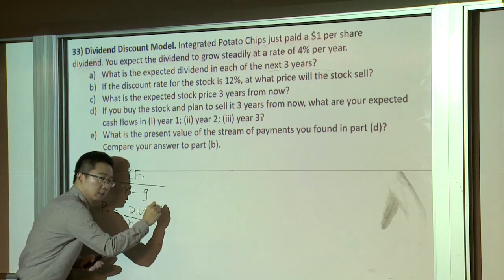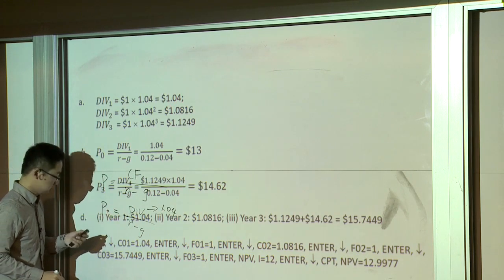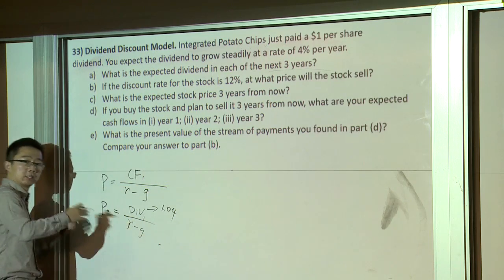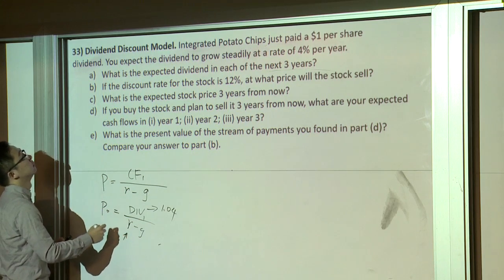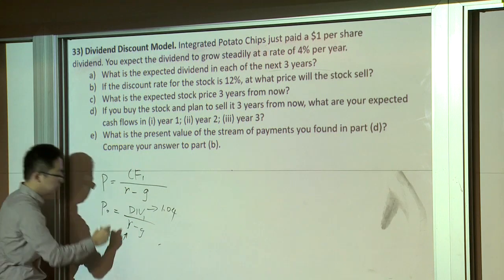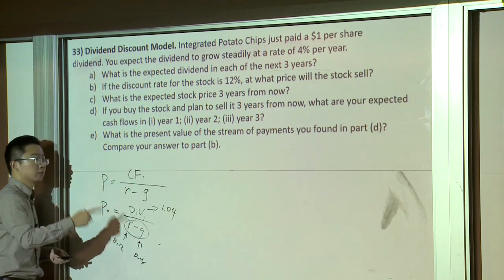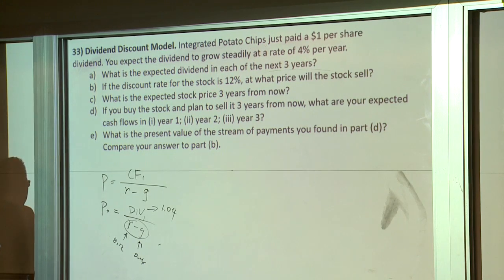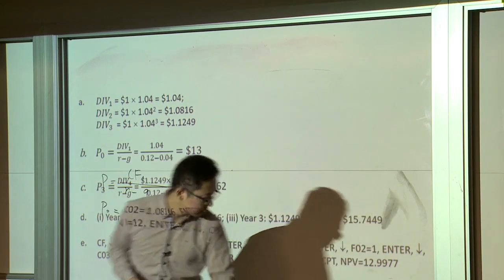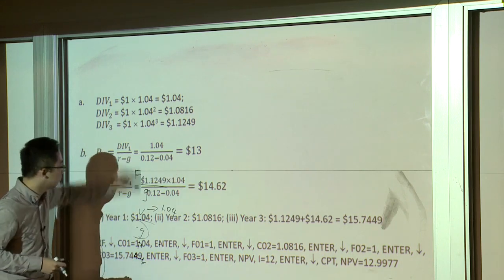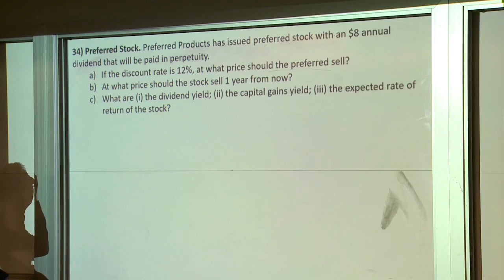So the next one, how much is it? $1 was just paid, so the next one is going to grow by 4%: 1.04. And R is 0.12, and the growth rate is 0.04. So R minus G is 0.08. So 1.04 divided by 0.08 should be the current stock price. All right, $13. I think it's a rounding number, but very close, like 12.99 something. Okay, good.